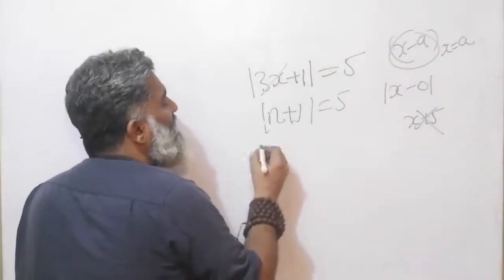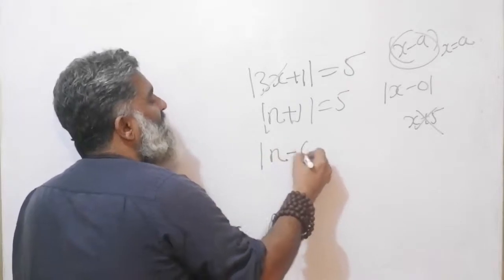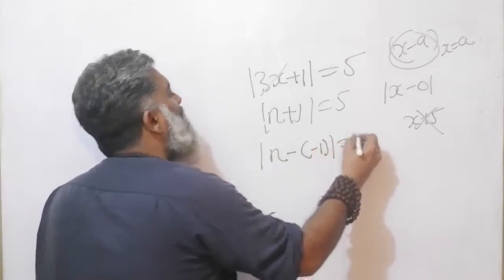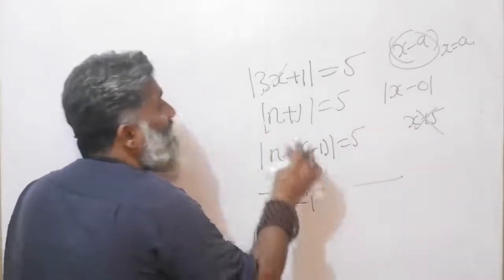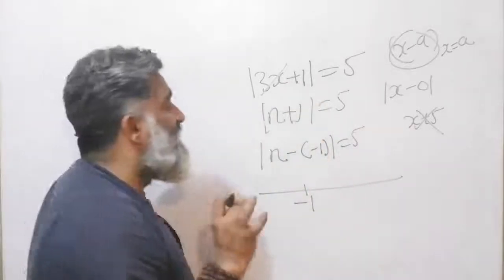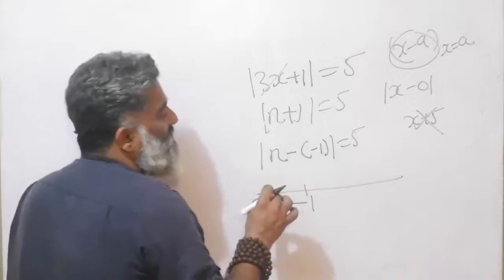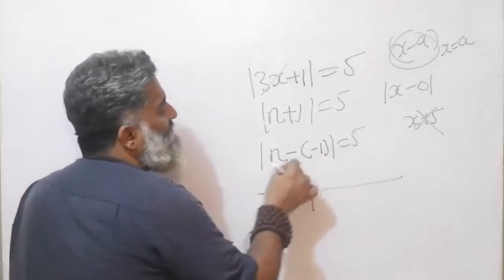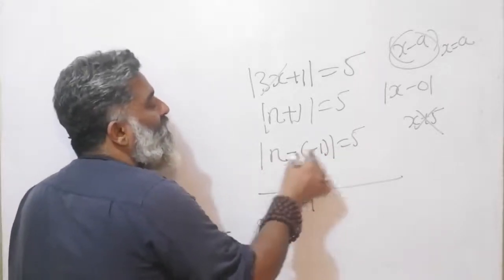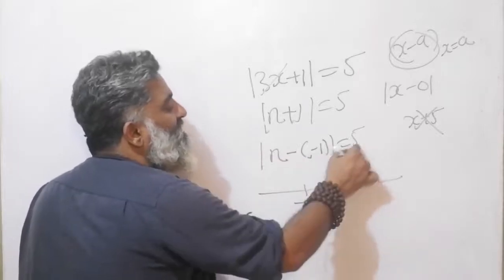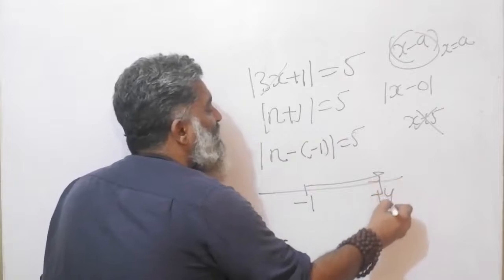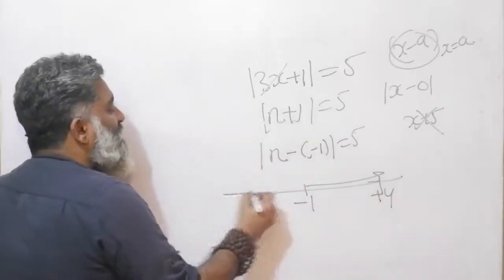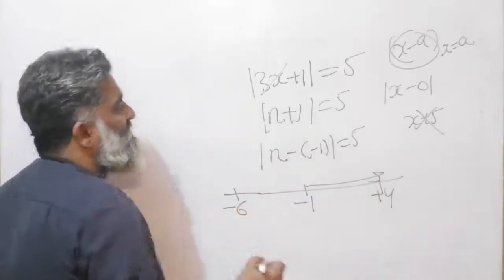So I want to rewrite this as n minus of minus 1 so that everybody is clear. My reference point is minus 1, not 1, right? So that is where I have to be careful and pay attention to. And now this is very easy. The distance of n from minus 1 is 5 units. So go 5 units in one direction, you will get a plus 4. Go 5 units in the other direction, you will get a minus 6.